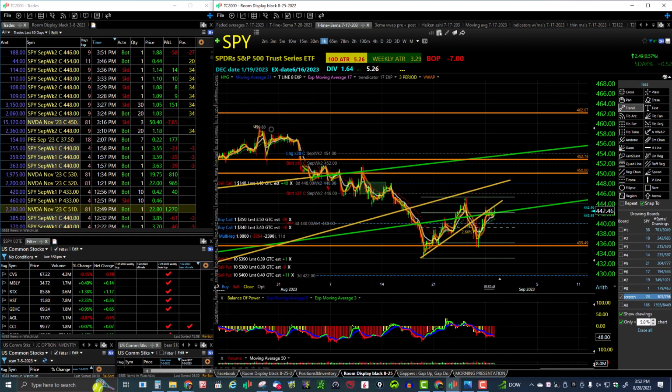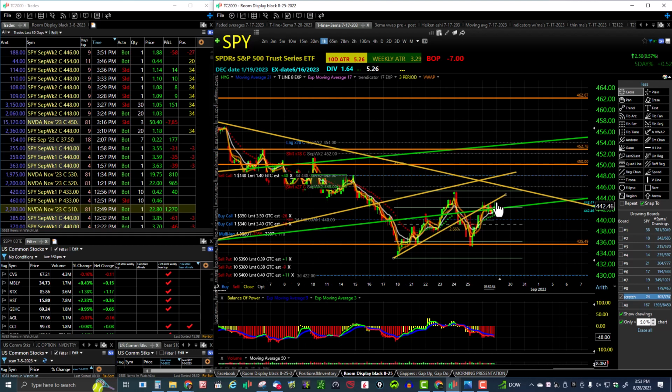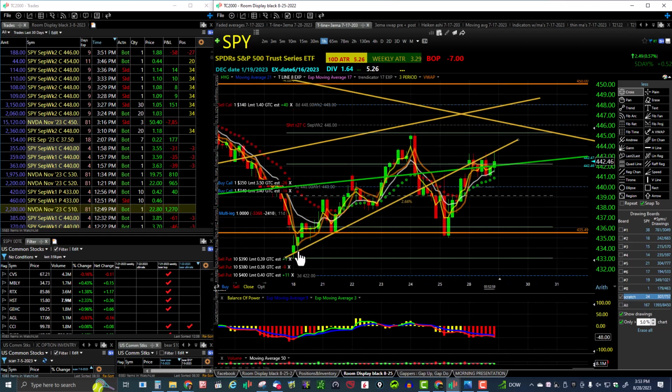If I put that in right there, so that price action over here should push us up to there. We'll see what happens. And then, of course, we've got the backside of this uptrend line that we just tagged. So we'll see where price action goes.